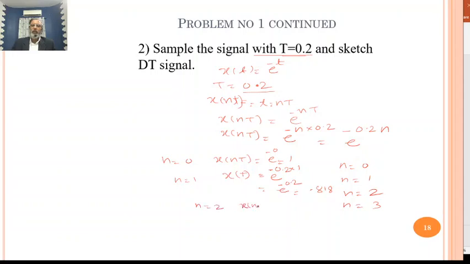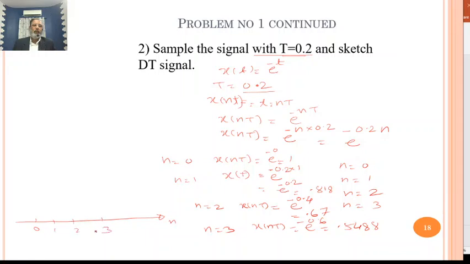For n equal to 2, this signal amplitude is e raised to minus 0.4, and that is equal to 0.67. Similarly, for n equal to 3, this signal is e raised to minus 0.6, and that is equal to 0.5488. Now sketch this discrete time signal or the sequence for the different n: 0, 1, 2, 3.